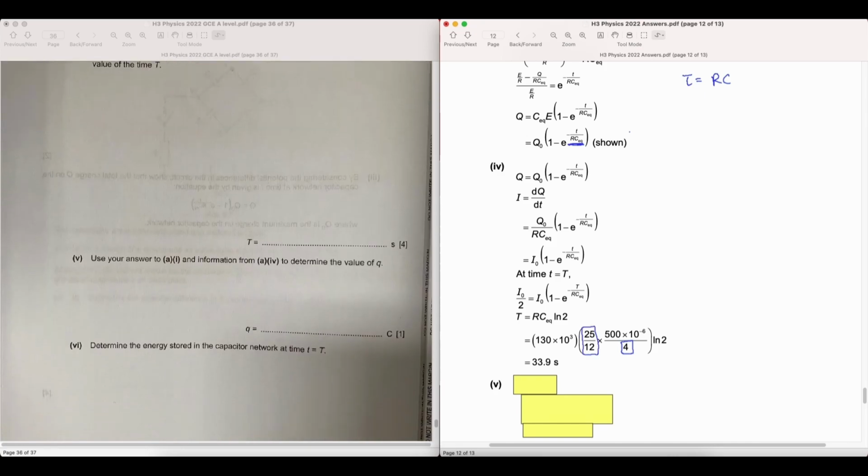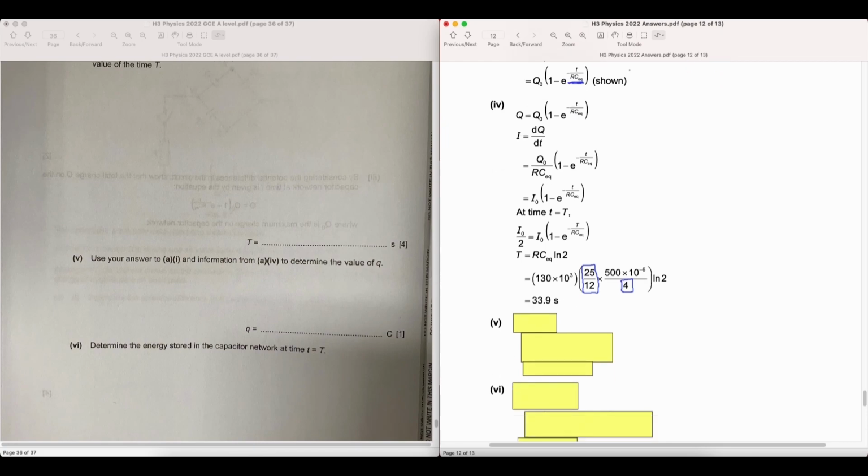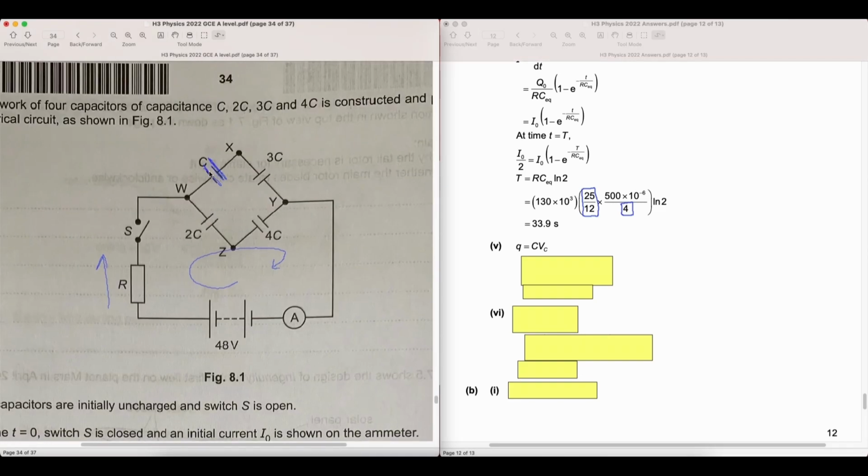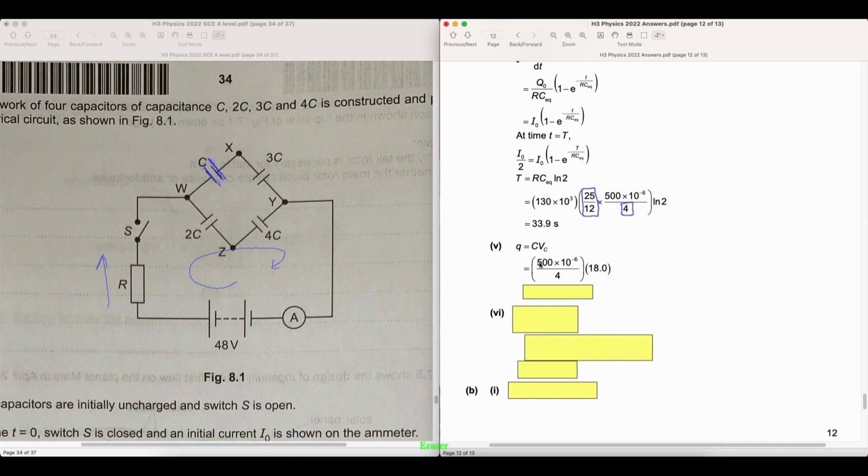Now part 5, use your answer to A part 1 and A part 4 to determine the value of Q. In this case, the Q is a small q, which is defined as the charge stored on the capacitor C. Q equals CV, and because we already know at time t equals big T what the voltage across the big C capacitor is, which is 18.0, and because we know the capacitance C, we can obtain the charge across that capacitor.